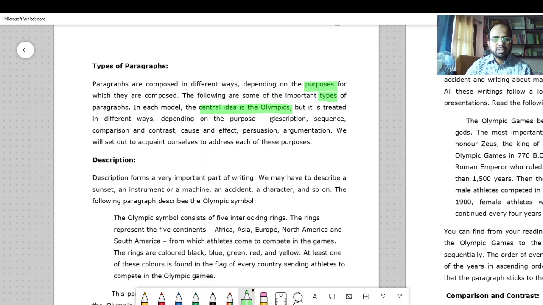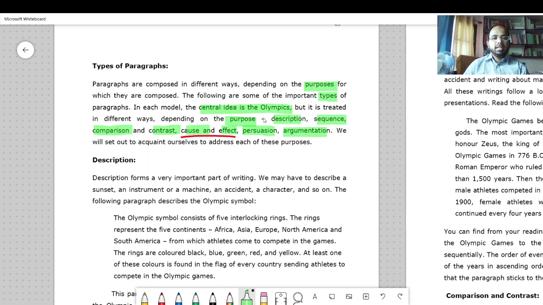So you can see the central idea forms the main structure and is treated in different ways depending on the purpose: description, sequence. I think you should know the meaning of everything. Note down separately the meaning of these things: compare and contrast, and then cause and effect. Cause and effect is essential because we have to give some meaning to what we are writing. Then we see persuasion, how you persuade in a paragraph and how you argue. Argument is discussion. We are set to acquaint ourselves with each of these in the following paragraphs.